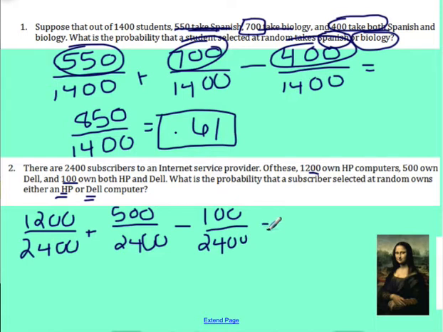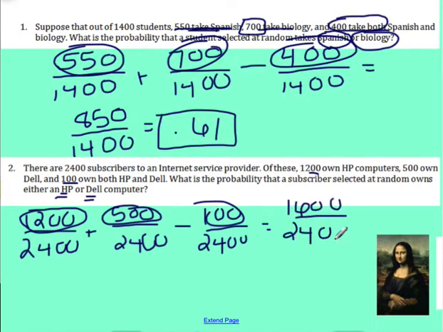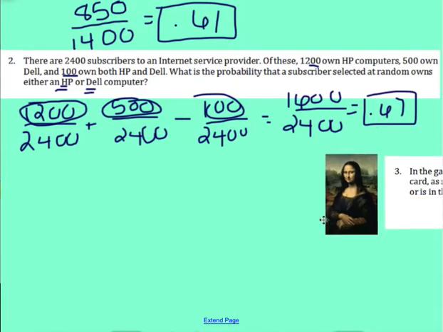Then what I'm going to do is add this and subtract this. So 1,200 plus 500 minus 100 gives us 1,600 divided by 2,400. And when you divide that out, you get 0.67. So that means there's a 67% chance that they own a Dell or an HP.